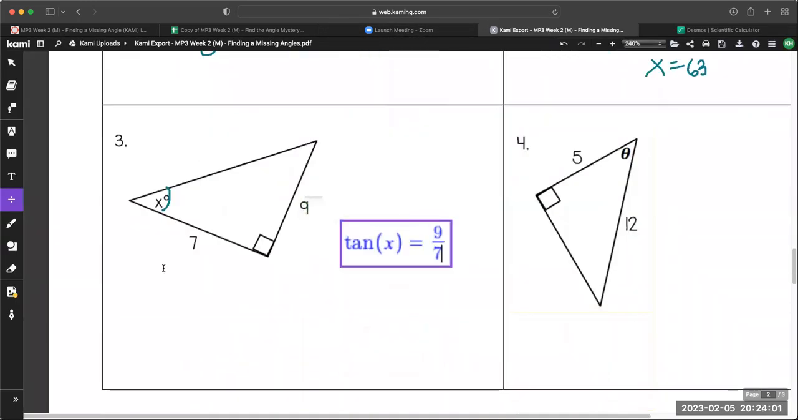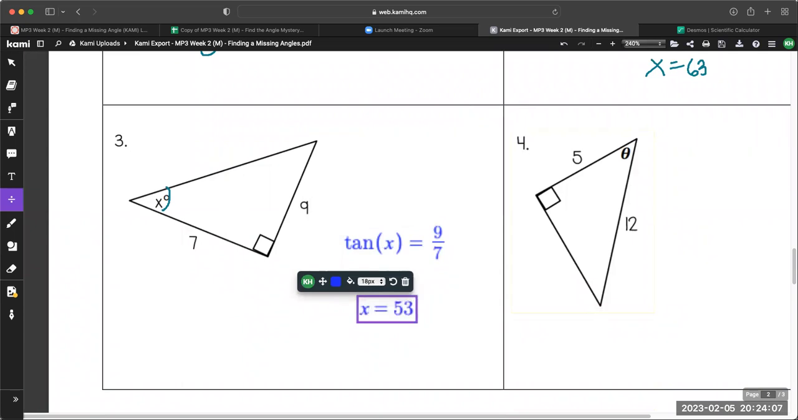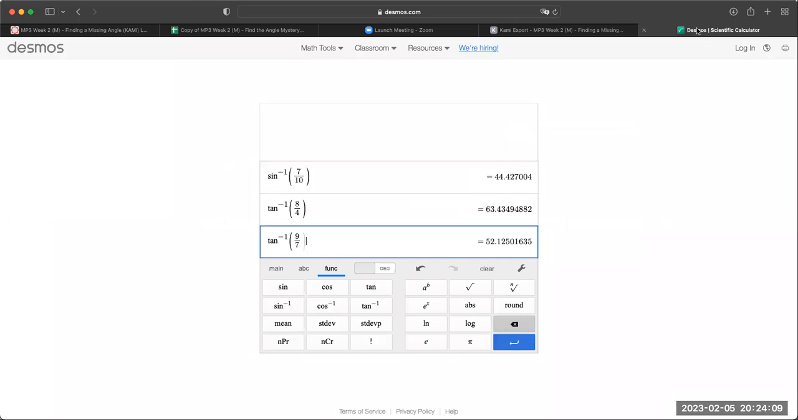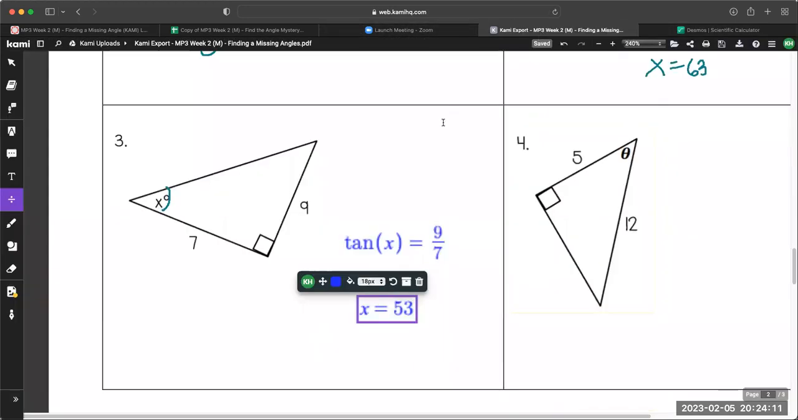I guess I'll do one more because I said I would. So X equals 52. Always check your work. 52 degrees. All right, and then we have one more here.